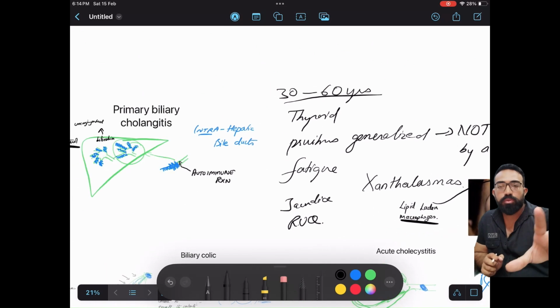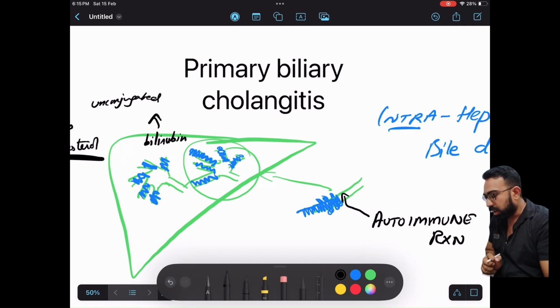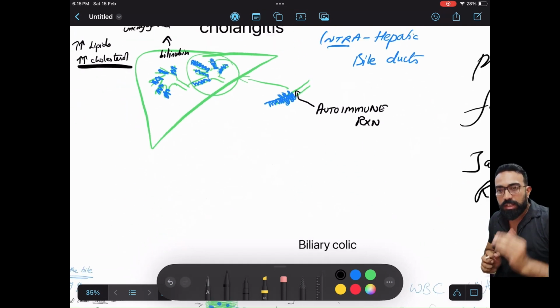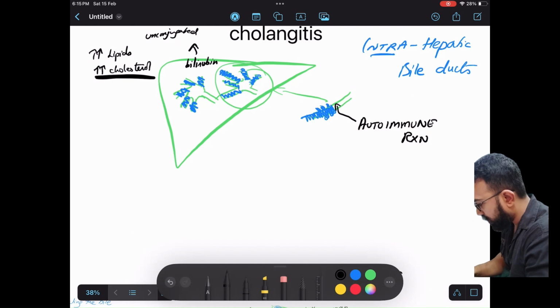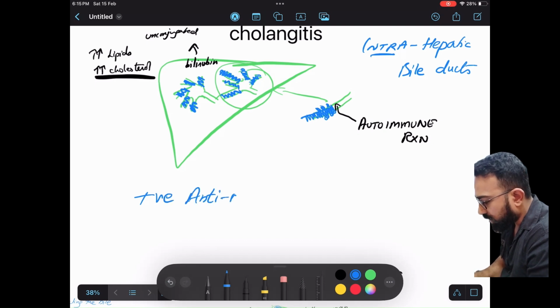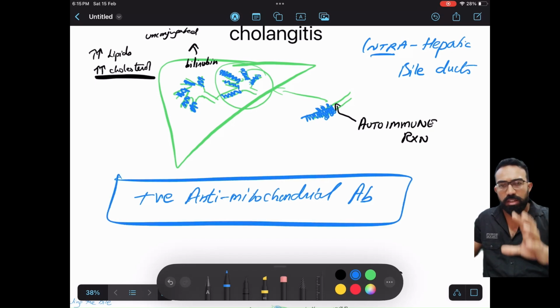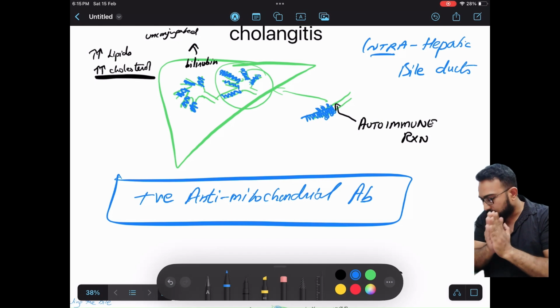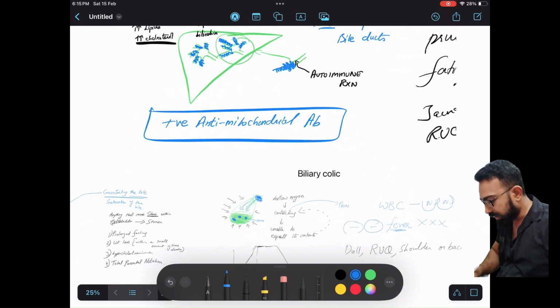In such a patient, if you diagnose primary biliary cholangitis, how will you diagnose that? Other than all the findings of cholangitis, the most important finding you need to know from your exam point of view is positive anti-mitochondrial antibody. This is going to be there along with other ultrasound and other findings. The most important finding for exams is going to be this. So if this is there, what do you do?